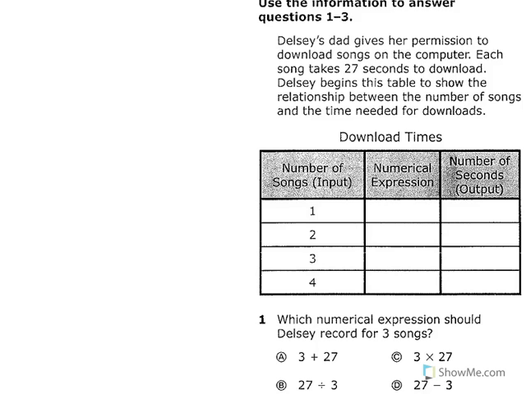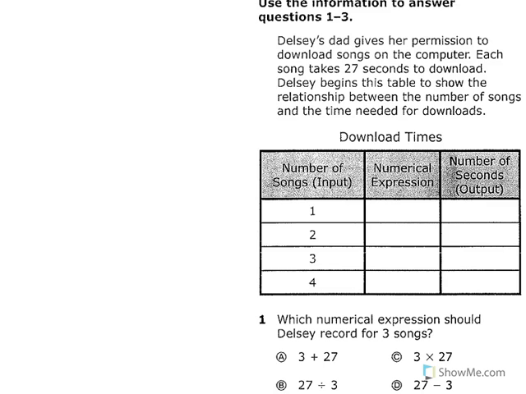Delsey's dad gives her permission to download songs on the computer. Each song takes 27 seconds to download. Delsey begins this table to show the relationship between the number of songs and the time needed for download. There's a table right there.